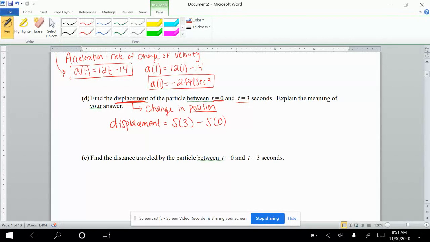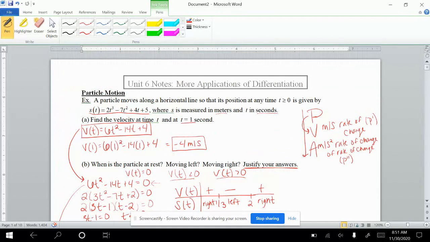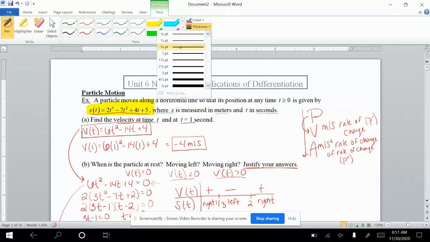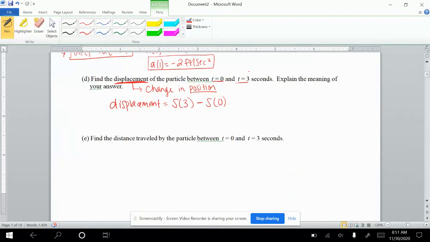If you want to know what S of 3 is, you just have to go back into your original equation right here, and you're plugging in 3, and you're plugging in 0. So I've already done that when I worked through this example before. So I know S of 3 is 8, and S of 0 is 5. So my position at 3 seconds is 8 meters, and my position at 0 seconds is 5 meters. So that means it moved a total of 3 meters.